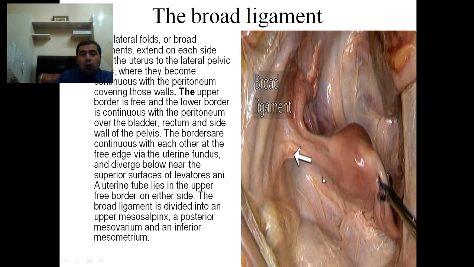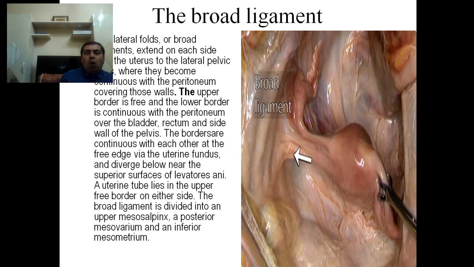Here is the broad ligament, the ligamentum latum uteri. It's a very large derivation of the peritoneum. Very important: it covers the uterus from the back side and from the anterior side, making the uterus an intraperitoneal organ.